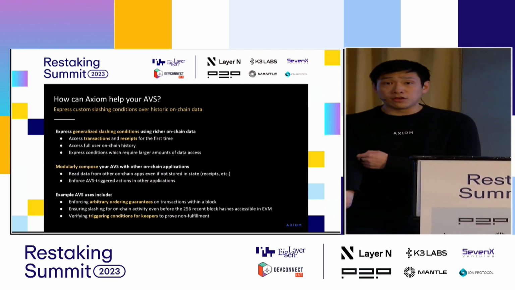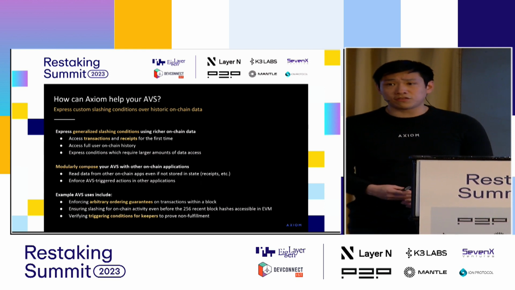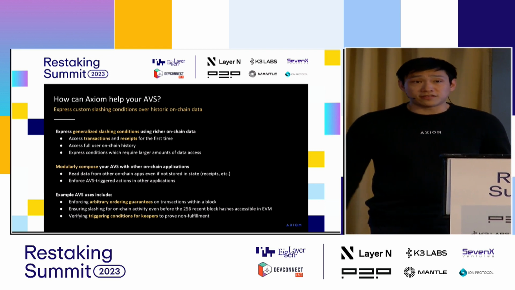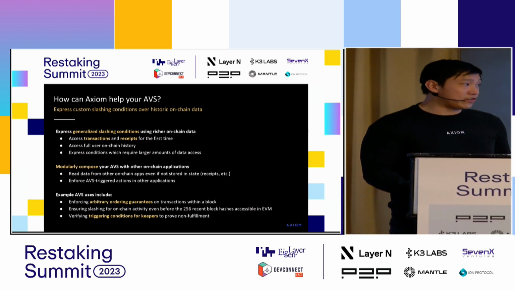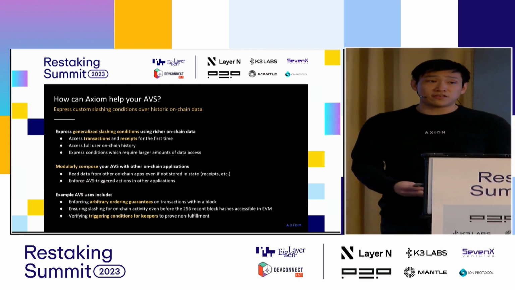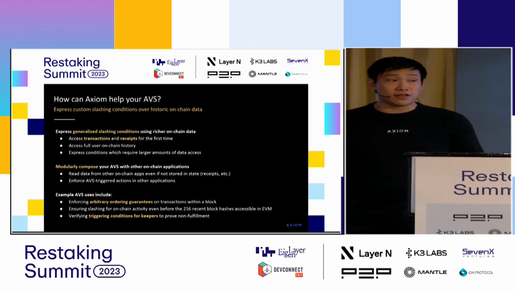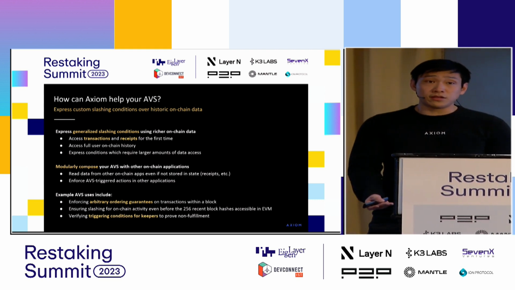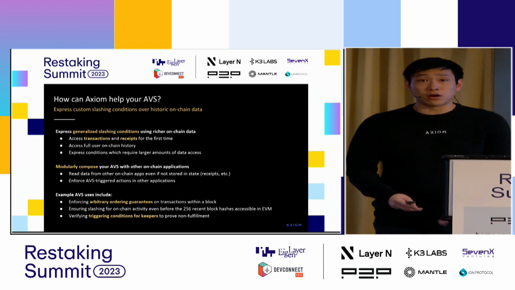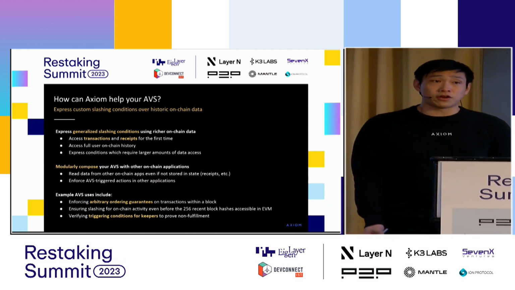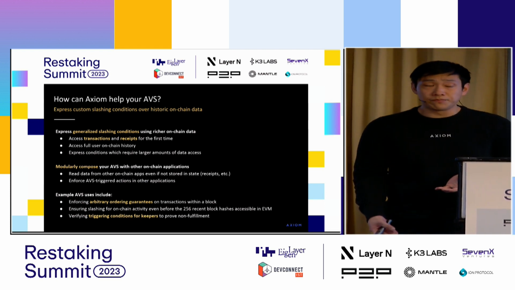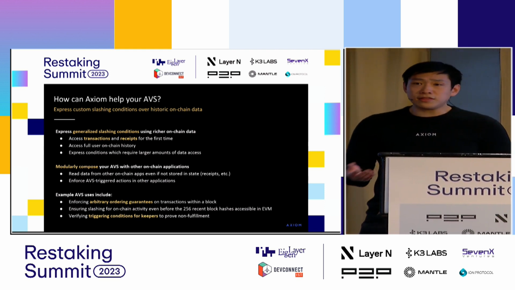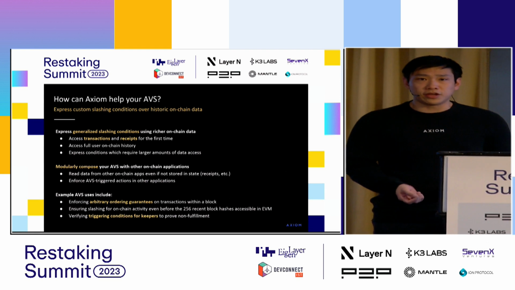So what Axiom can provide for AVSs is the ability to express more custom slashing conditions that aren't traditionally available using standard EVM techniques. So as I mentioned earlier, you can access transactions and receipts, so events that your AVS operators did or did not trigger. You can access the full history, meaning you can see whether a user balance changed from the last hour until now.